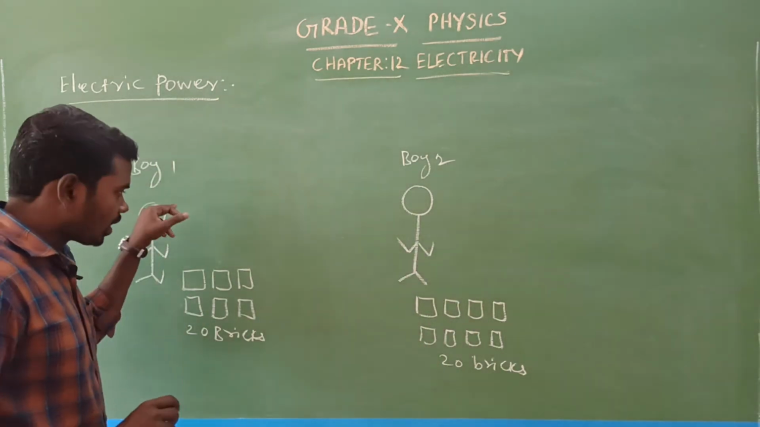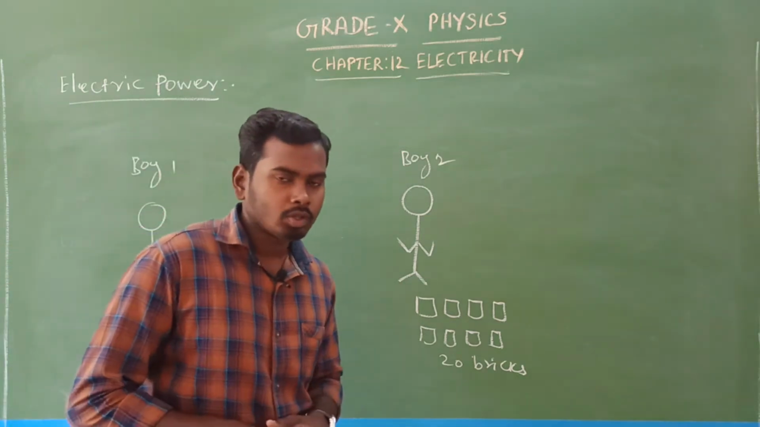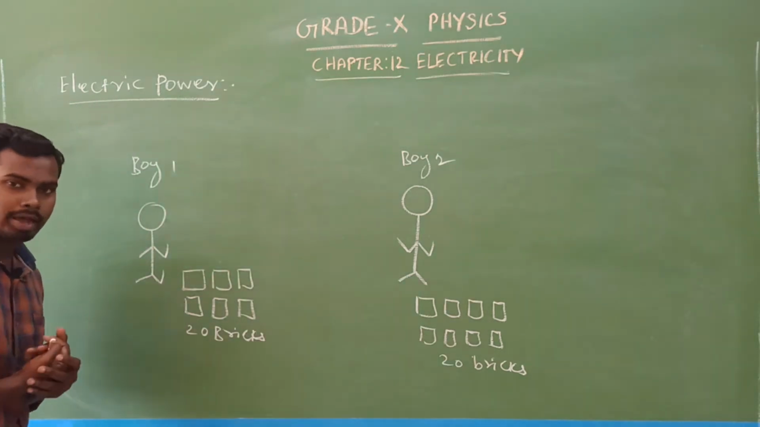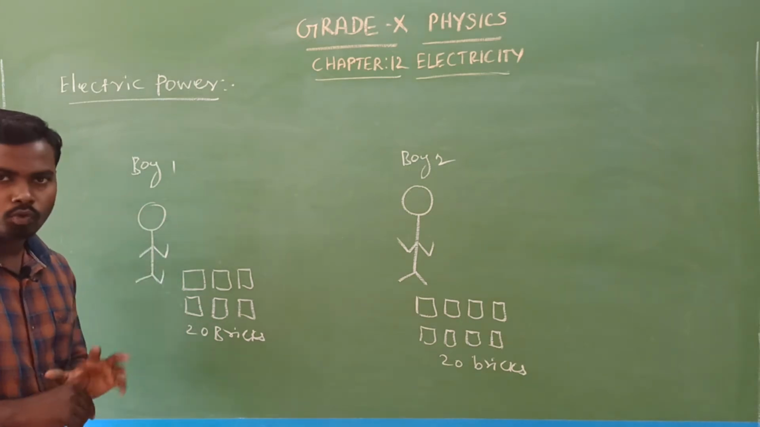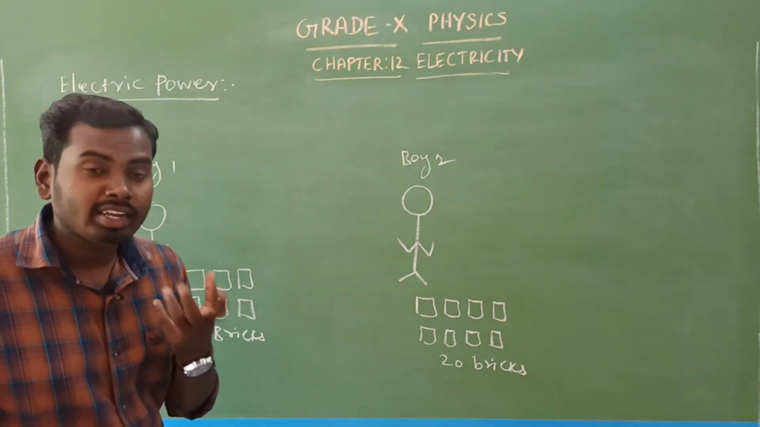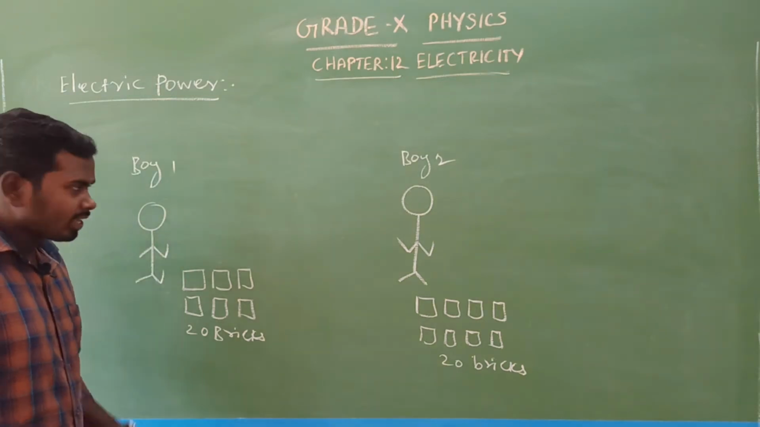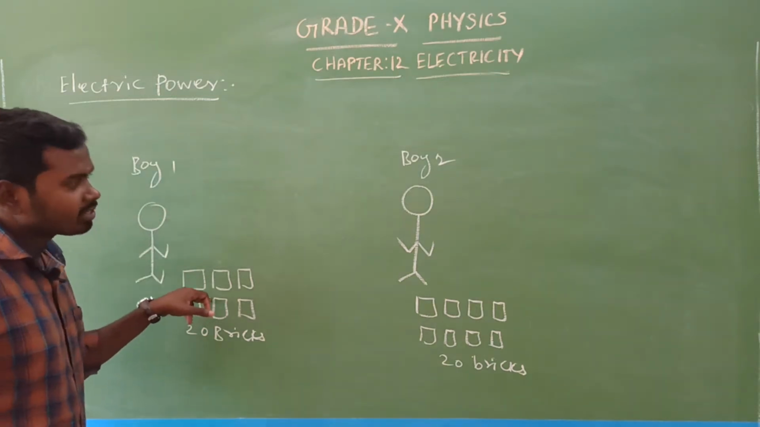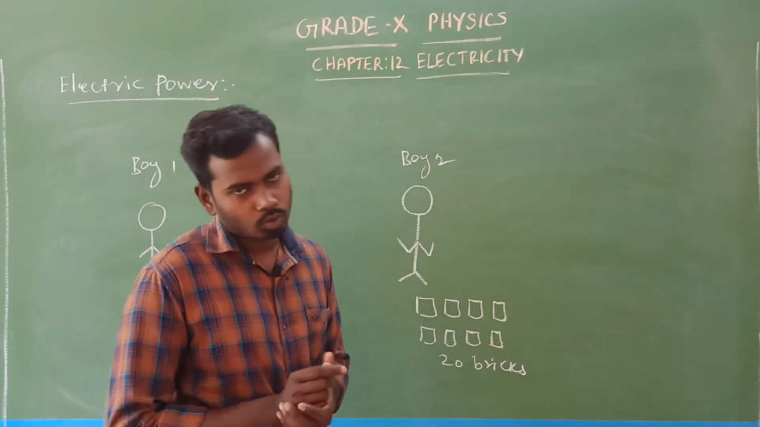Consider two boys, boy 1 and boy 2. I am going to give a task for each of them. Okay, what is that task, sir? You may ask me. Look here. 20 bricks are given for each of them. Even the first boy has 20 bricks, as well as boy 2 has 20 bricks. Is it clear, students? Yes.